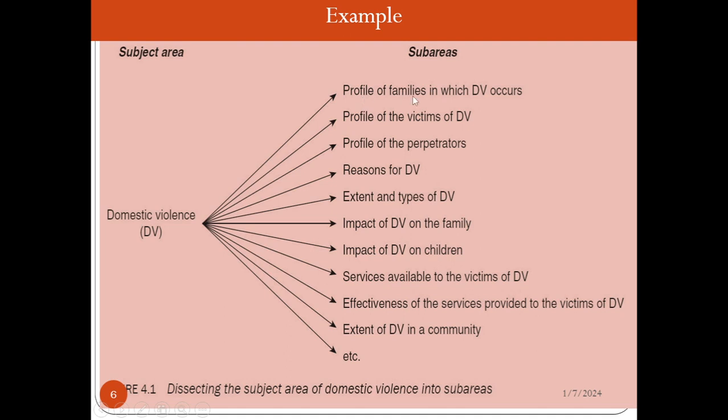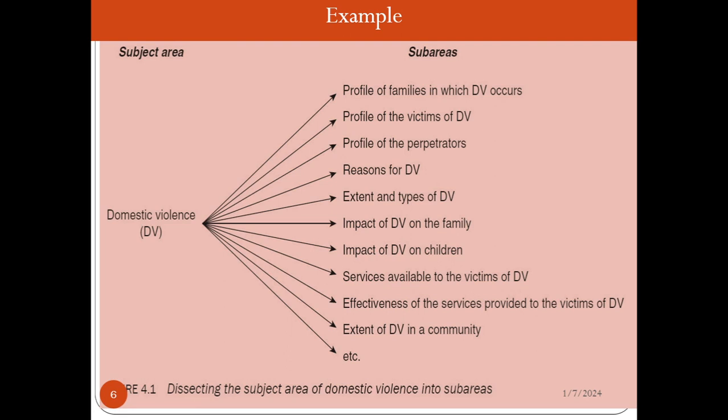Now, you start with the profile of families in which DV occurs. Okay, what type of families are usually, for example, exercising DV or domestic violence? Whether they are, for example, poor, rich, educated, uneducated. So the second aspect of the same broad area, we can say, is the profile of the victims of DV. Those people who are receiving DV, what kind of people are they? They are very humble, maybe they are very poor, maybe they are uneducated, or what?